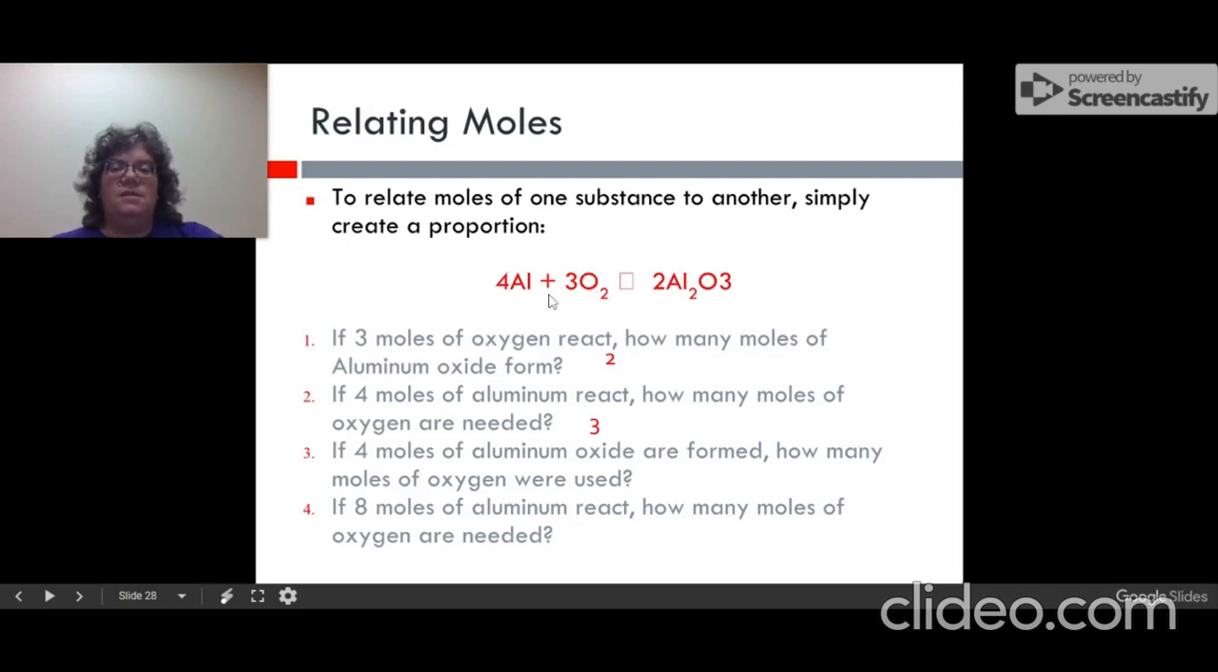Of ingredients, here we have 4 and 3. Now the next question asks, if 4 moles of aluminum oxide are formed, how many moles of oxygen were used? So this time we have to do a little multiplying. Instead of 2 moles of aluminum oxide, what if we doubled that? So instead of 1 pizza, what if we needed to make 2 pizzas? How much sauce would we need?